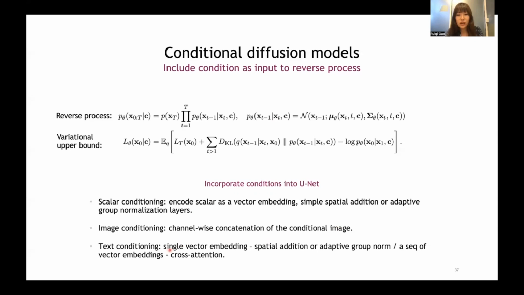And if it is text conditioning, this contains 2 cases. First, if we embed the text to a single vector, then we can do something similar to the vector derived from the scalar conditioning. And if we embed the text to a sequence of vectors, then we can consider using cross-attention with the intermediate layers of the UNet.